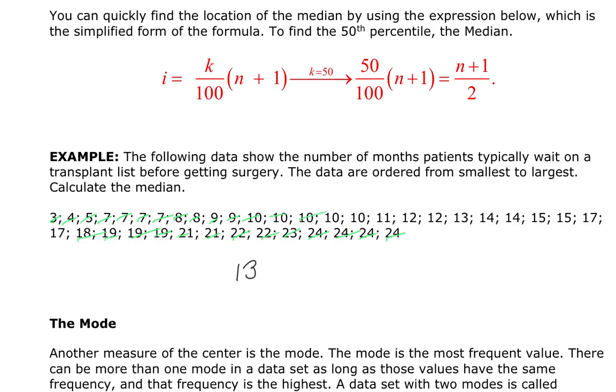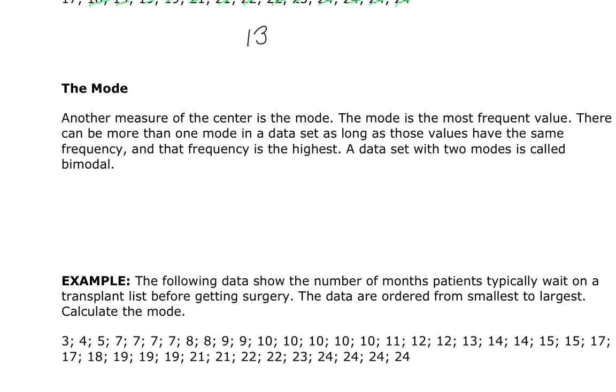The mode. Now this is something new. The mode is the thing that happens the most. It's the data piece that happens the most. And we can have unimodal, which means we only have one data piece that is shown the most. That's unimodal. Or we have bimodal.